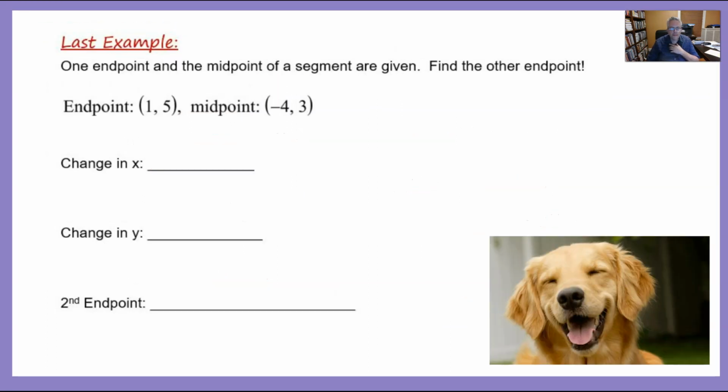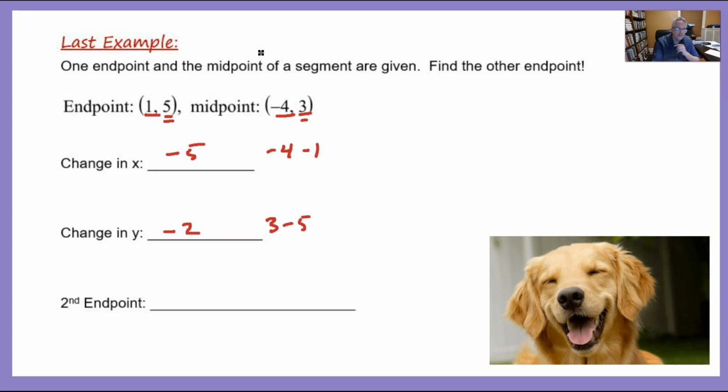All right, one more example like this. So let's look at how much x changed. It started at 1 and it went to negative 4. That means it went down by 5. And we could have figured that out by just doing negative 4 minus 1. The y-coordinate went down by 2. It went from 5 to 3. So the change in y was minus 2. Again, we could have gotten that by just doing 3 minus 5. All right, that's how we went from the endpoint to the midpoint.